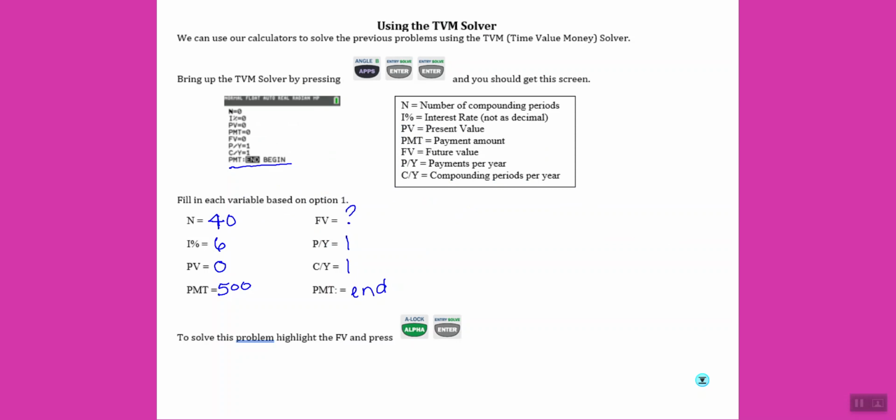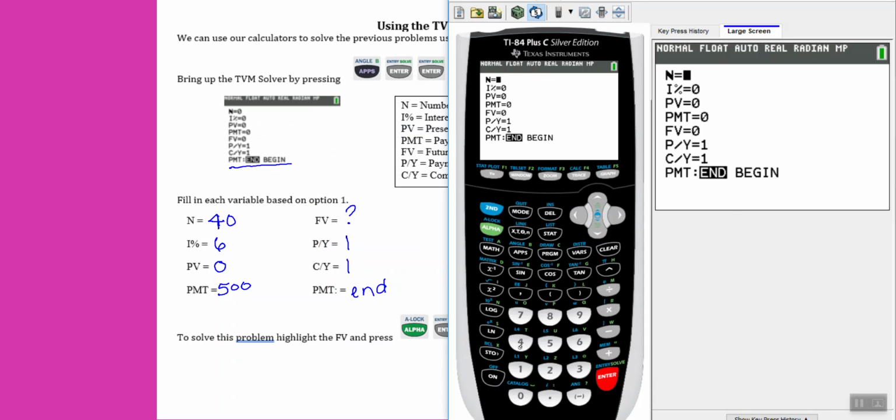So now let's go back to our calculator and we're going to put these in. So 40, 6, 0, 500. Wherever the question mark is, you'll leave it as a 0, or you don't have to touch it at all. 1 and 1. So everything's set up. Then I'm going to go back to FV, because that's the one I want to find. And I'm going to push the green alpha button, and then enter, and it's going to change.